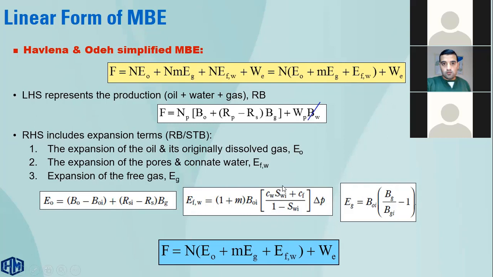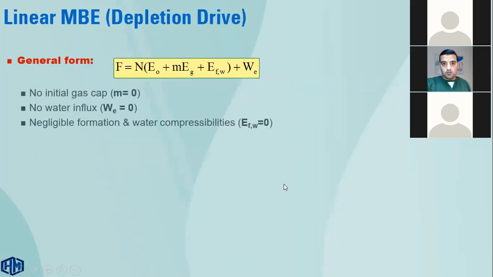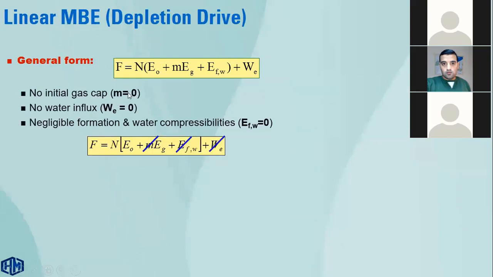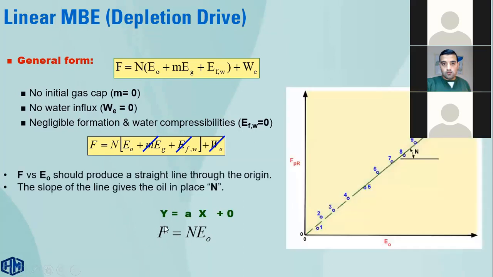So if we consider we have a reservoir, this is the general form. In this reservoir, we have no initial gas cap, so M equals 0, no water influx, W equals 0, and we neglect E sub F,W. So in this case, F will equal N times E sub O.